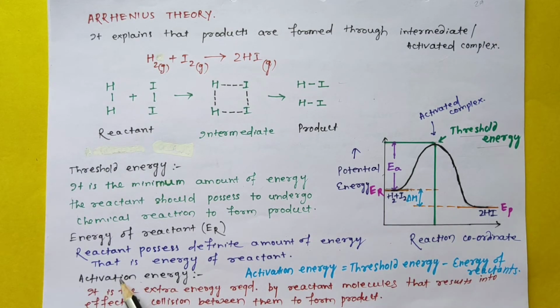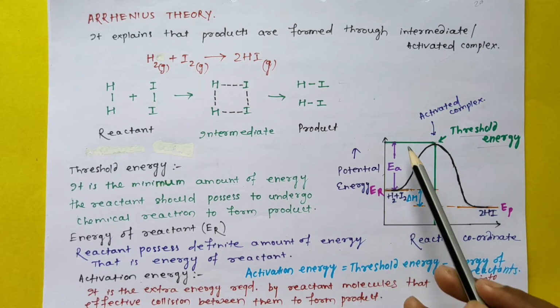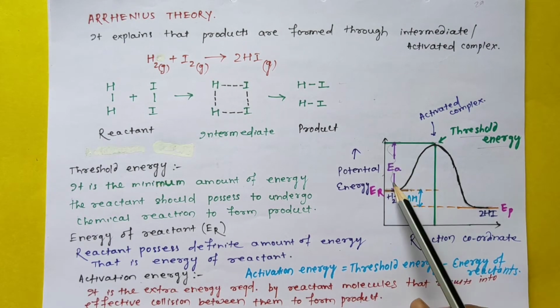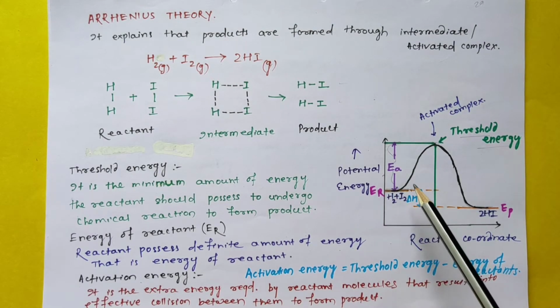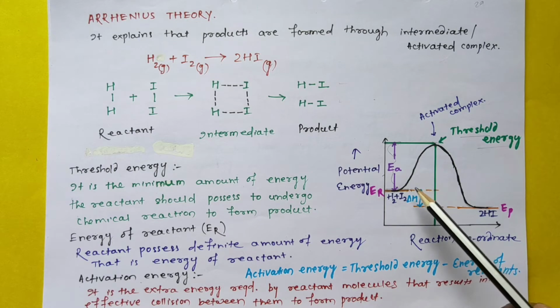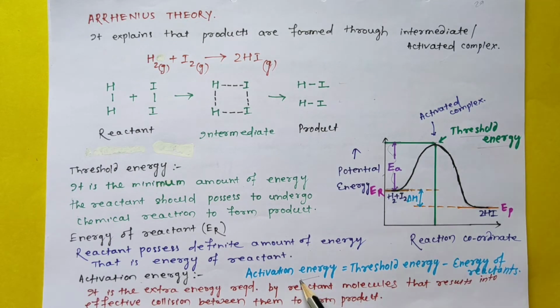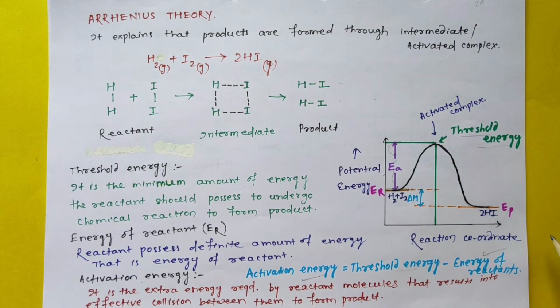Next is activation energy. It is the extra energy required by reactant molecules that results into effective collision between them to form the product. That means this is the extra amount of energy required by the molecules that results into effective collision to form the products. So activation energy is equal to threshold energy minus energy of the reactants.